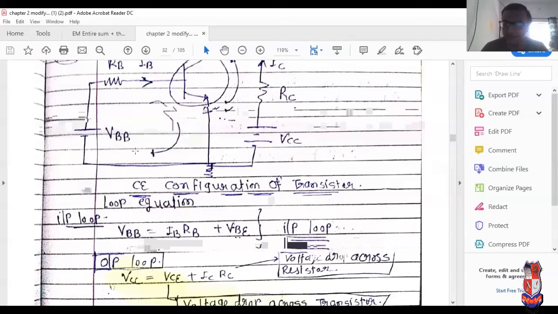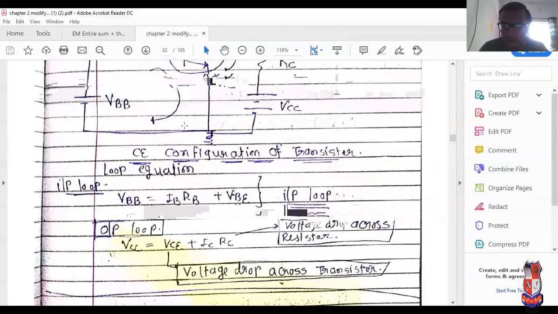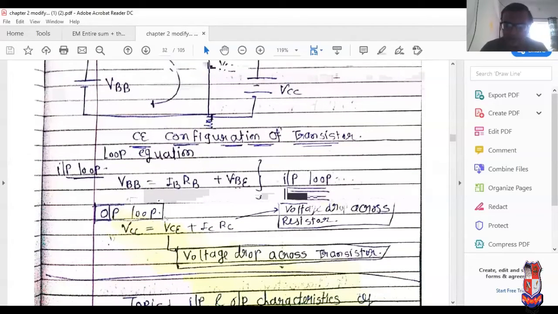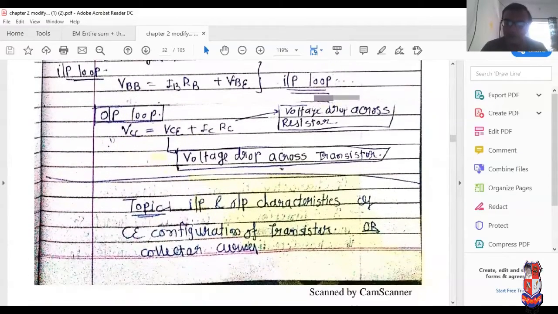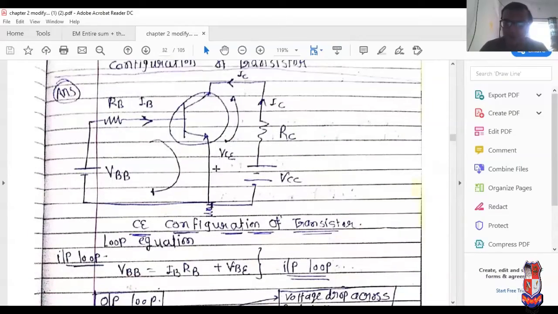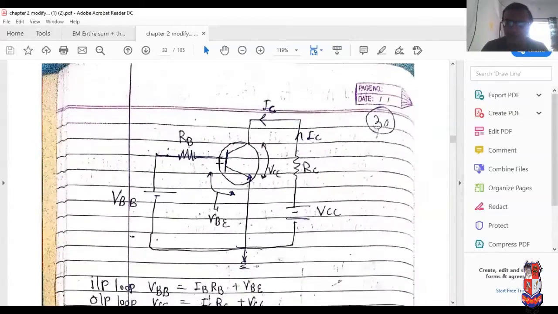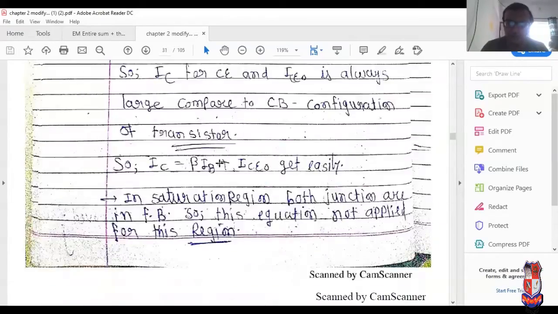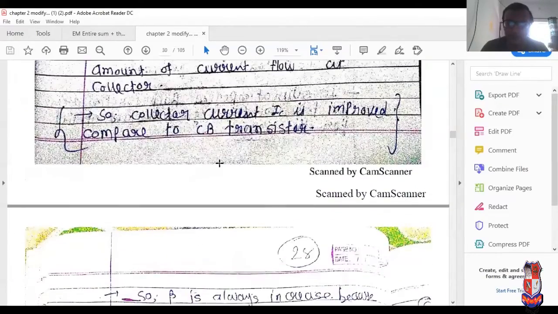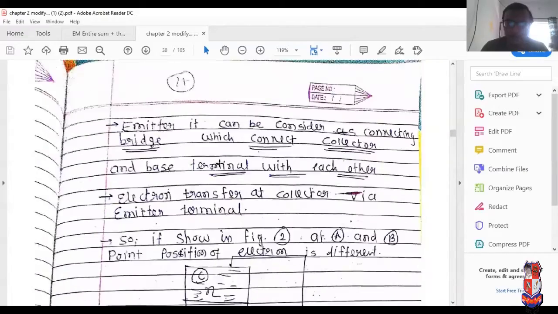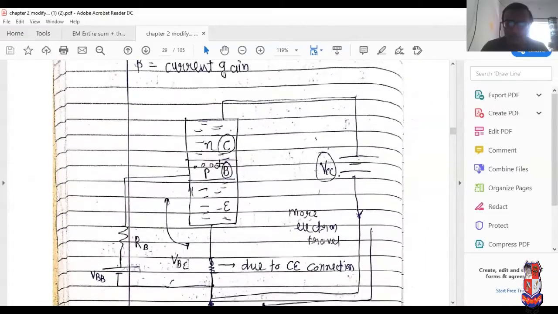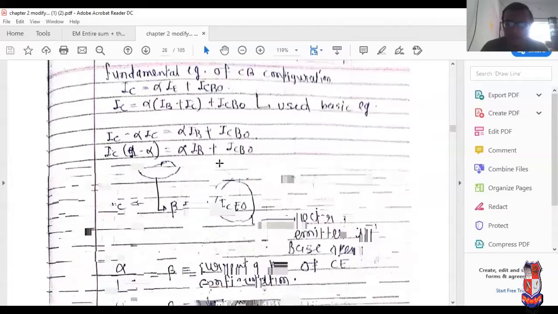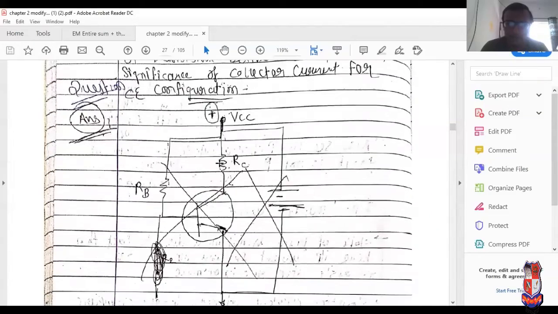So the input loop equation: VBB equals base current IB times RB plus VBE, the voltage drop across base to emitter. And the output loop equation: VCC equals VCE plus IC times RC. So these are the loop equations related to common emitter configuration of the transistor, and this is the correct explanation.